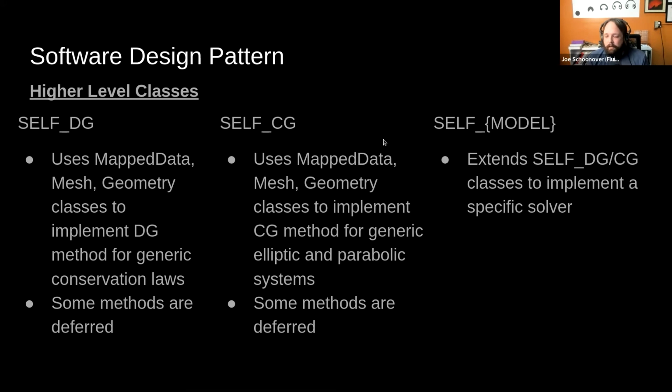We pull together all these other classes down below and stitch them together to provide a fairly generic interface for doing continuous Galerkin methods in 1D, 2D, and 3D. And then on top of that is where that model would come in, and that's primarily where someone who would use SELF would sit. They would basically do a type extension of either SELF DG or CG, or make their own class on top of some of the other data types that are available to make their own solver.